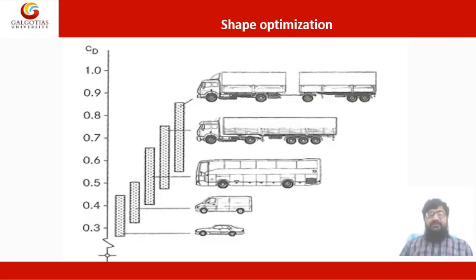So in this graph you can see how the shape optimizations affect the drag coefficient of the vehicle. In the case of large vehicles where there is a gap between the two trolleys, the drag coefficient is higher and can range from 0.6 to near 1. In the case of a single trolley truck, the drag is slightly lower, and you can see that in the case of modern cars, the drag can be reduced beyond the value of 0.3.